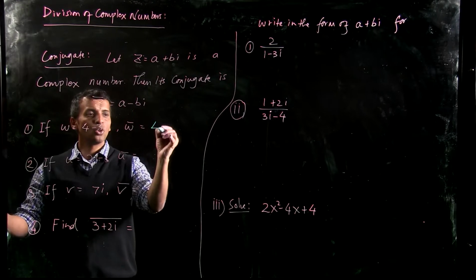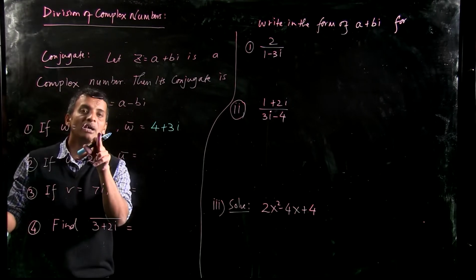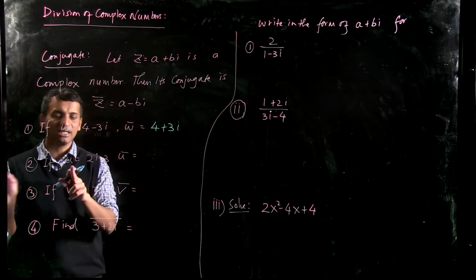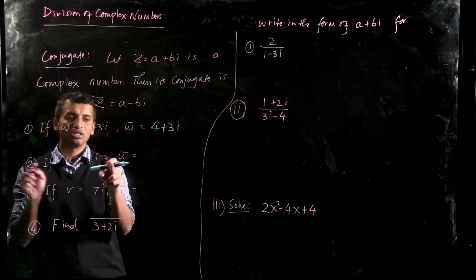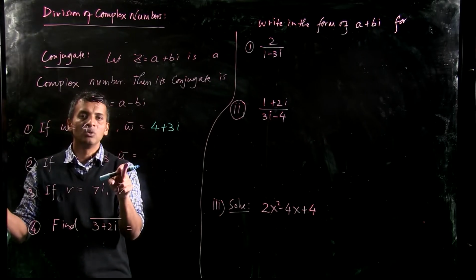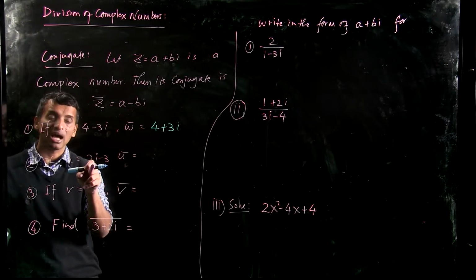It will be 4 plus 3i. You change the sign of the i part, the imaginary part. Okay, let's see this one. Suppose u is 2i minus 3. So what will be u bar? What is the imaginary part? That 2i is the imaginary part because it comes with i.